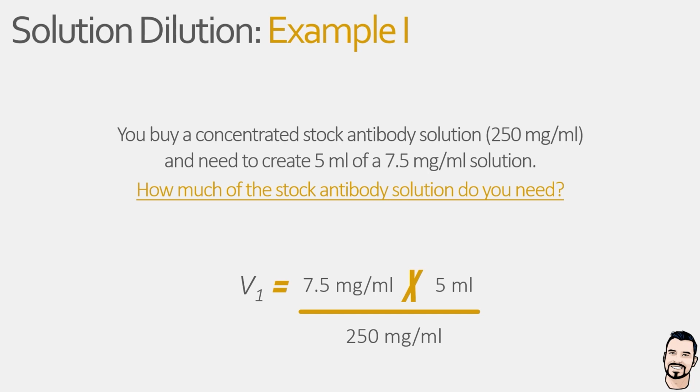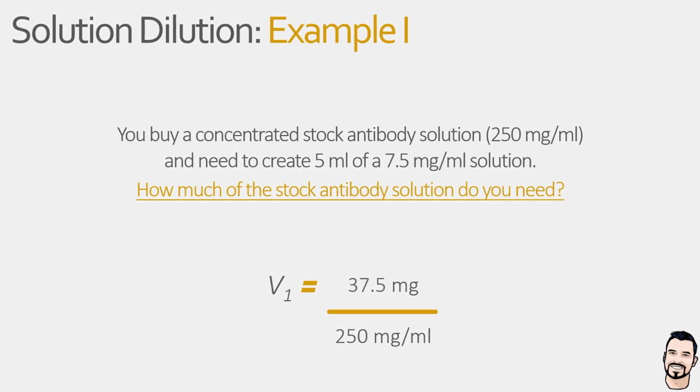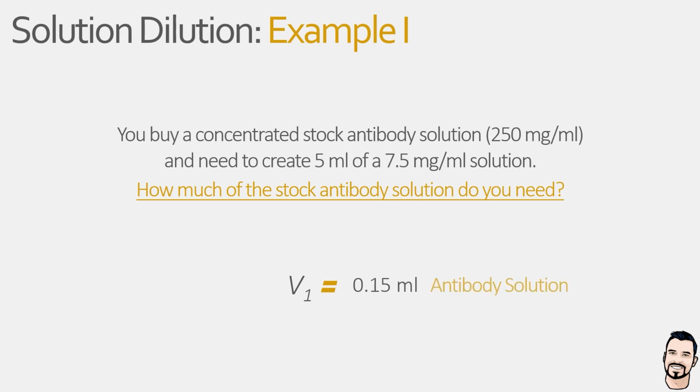Now, to help make things easier, we can simplify this equation by completing the top line of the equation, giving us 37.5 milligrams divided by 250 milligrams per milliliter, which we can then complete to give us a volume of 0.15 milliliters, which means in the 5 ml solution we want to create, we would add 0.15 milliliters of our stock antibody solution, which has a concentration of 250 milligrams per milliliter, and mix this with 4.85 milliliters of our diluent to bring the total volume up to our 5 milliliters that we require.